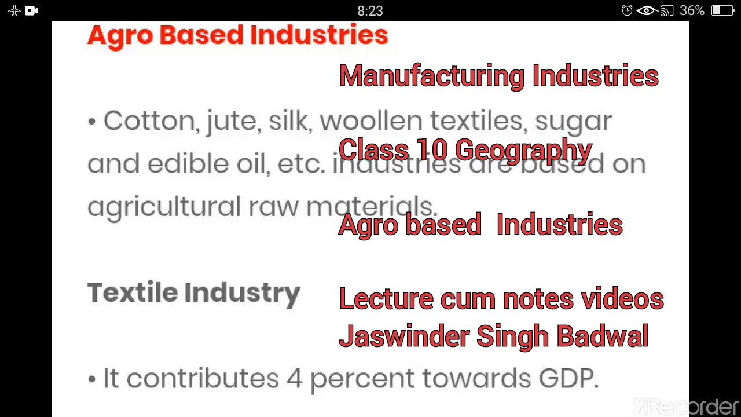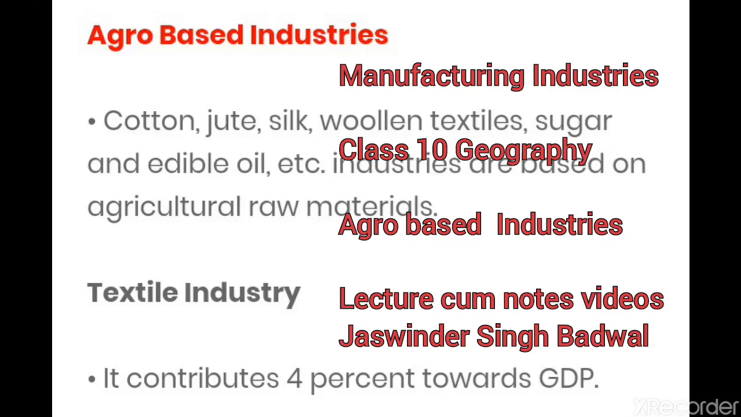Hello, in this video, we are going to discuss agro-based industries. In agro-based industries, we are going to discuss the textile industry, number one. Then we are going to discuss the jute industry. We are going to discuss the sugar industry. We would be discussing their locational factors and the problems which these industries are facing.